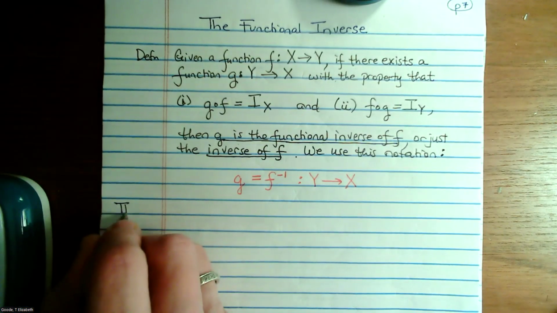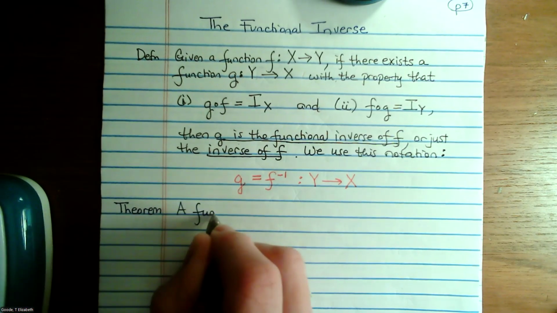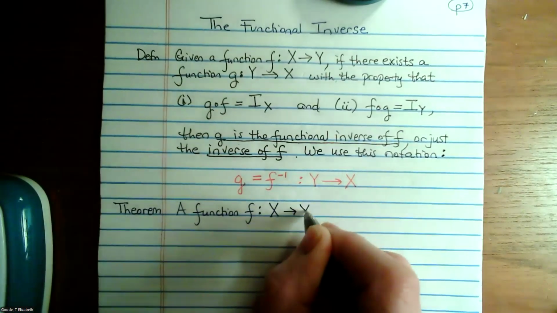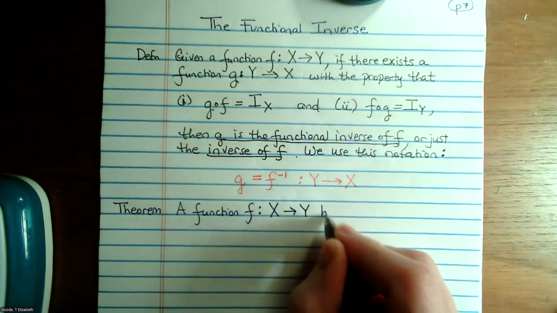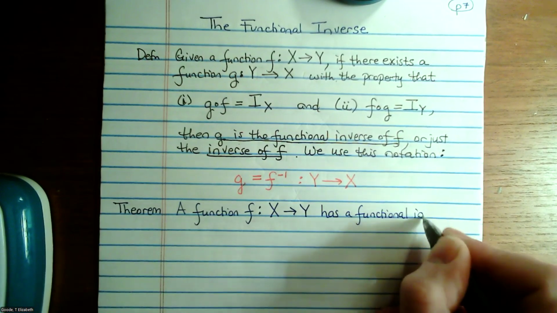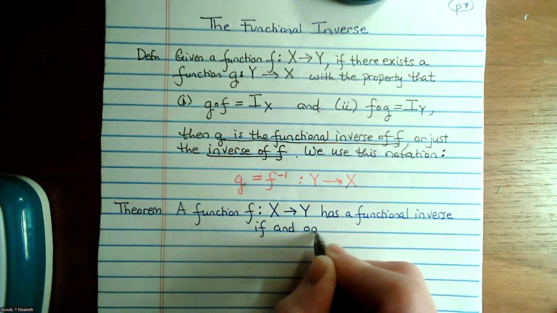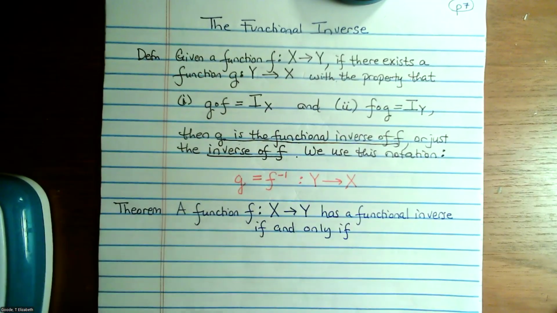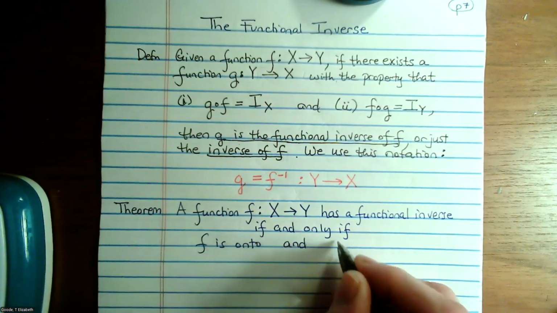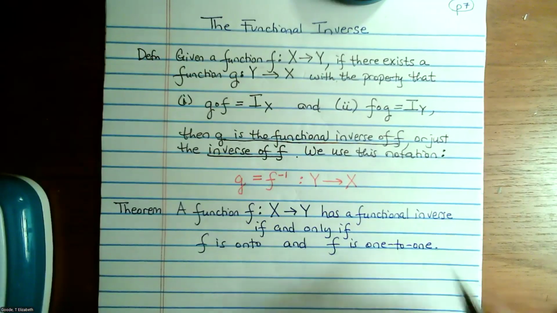Theorem. A function f from X to Y has a functional inverse if and only if, so it's a full characterization, f is onto and f is 1-to-1. That's what it takes.